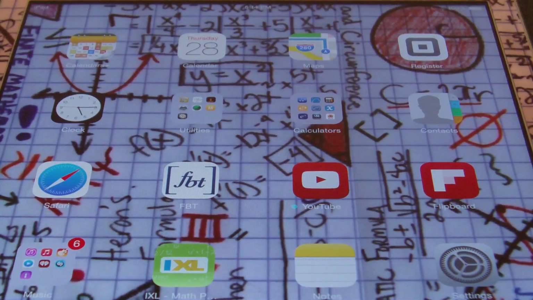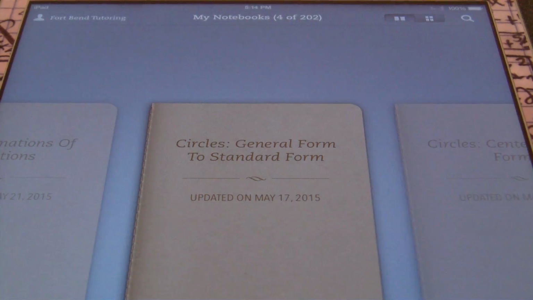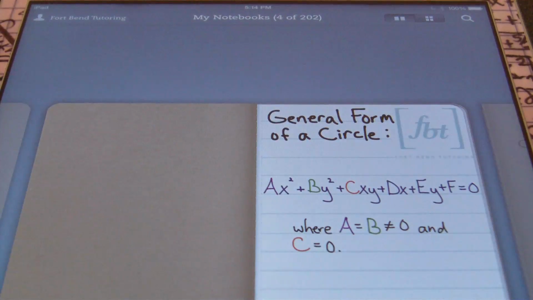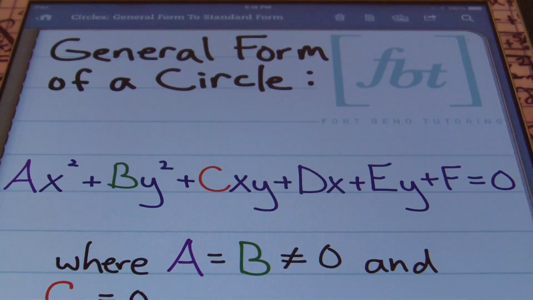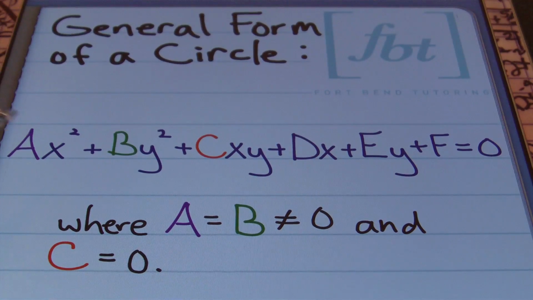Today's tutorial is going to be about circles and converting general form to standard form. That's right, the general form of a circle to the standard form of a circle. So let's begin by first of all discussing what the general form of a circle is, and what you see before you is just that.